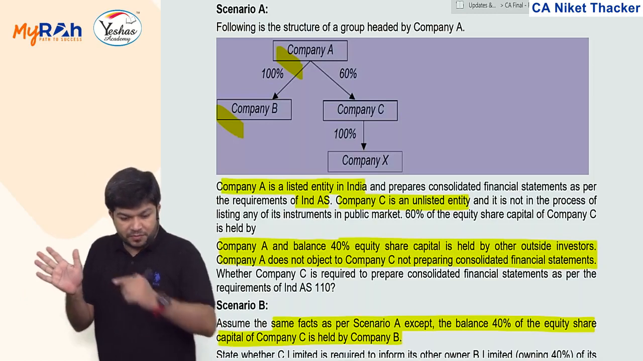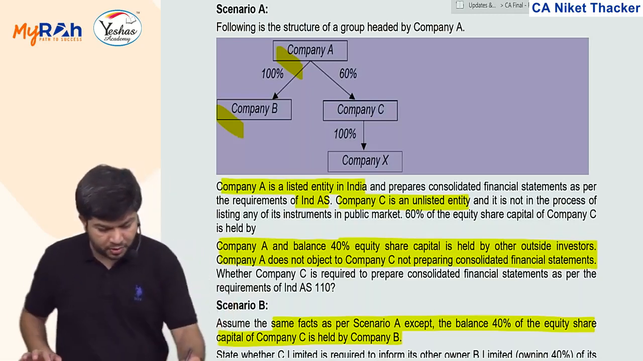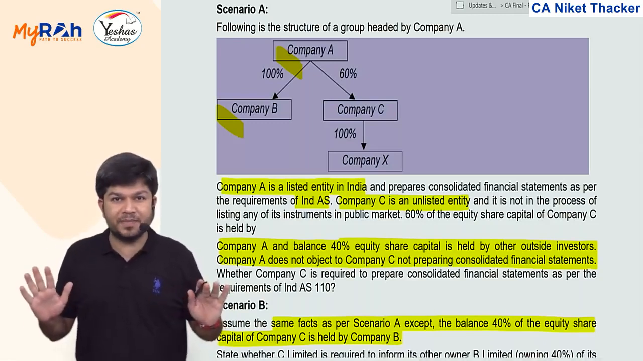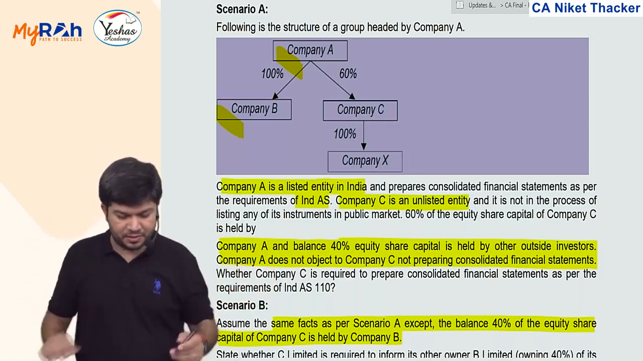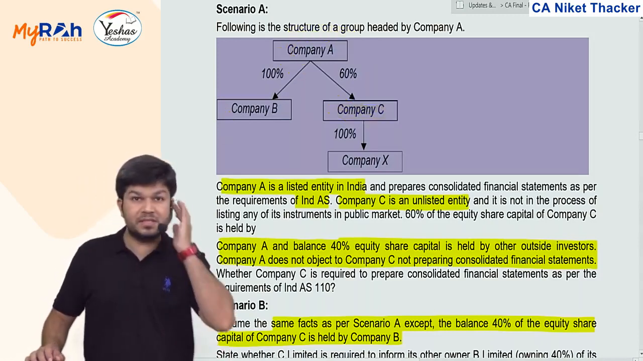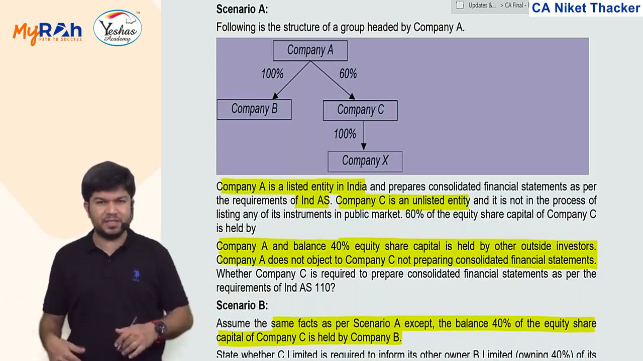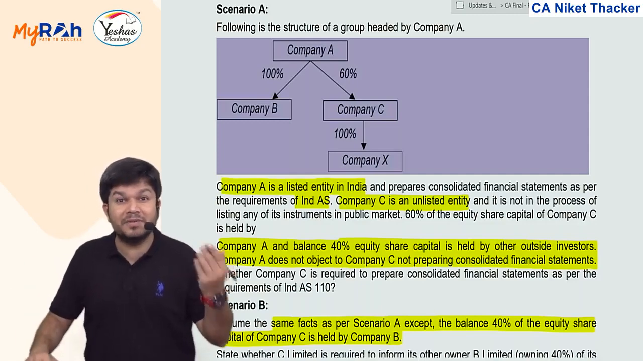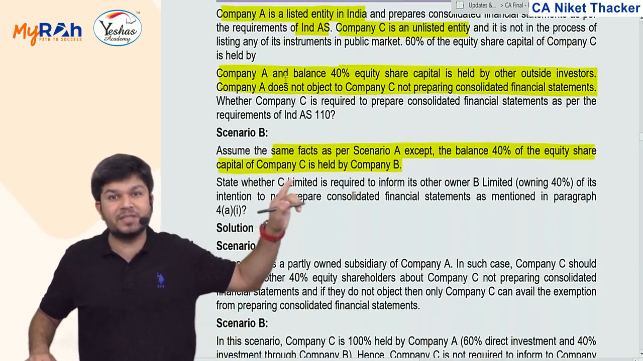So in C, B holds 40% and A holds 60%, and A holds 100% in B. So A holds 60% directly and 40% through a wholly owned subsidiary. In that case, A holds 100% in C. If A agrees that C doesn't prepare CFS, it's fine. You don't have to ask anyone else. But in the first scenario, 40% is with others, so their approval is required.